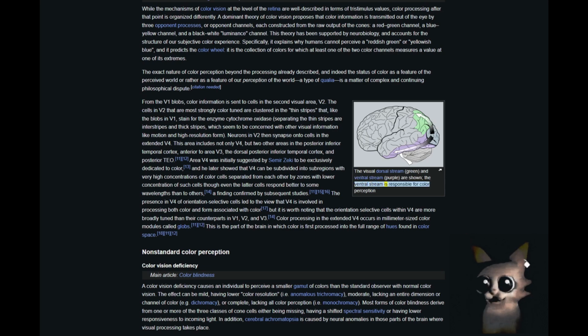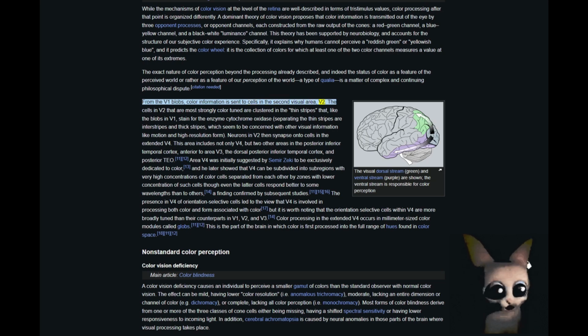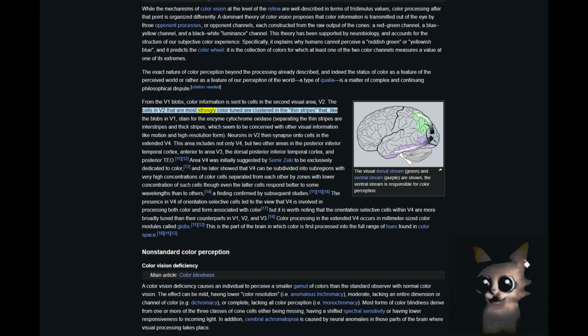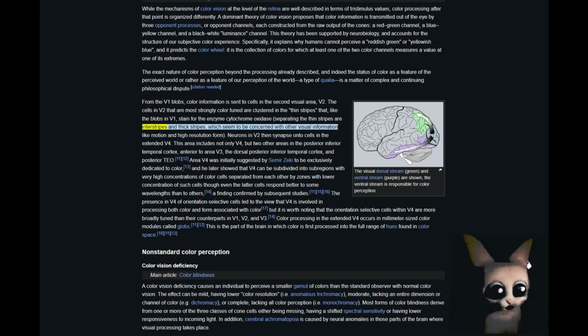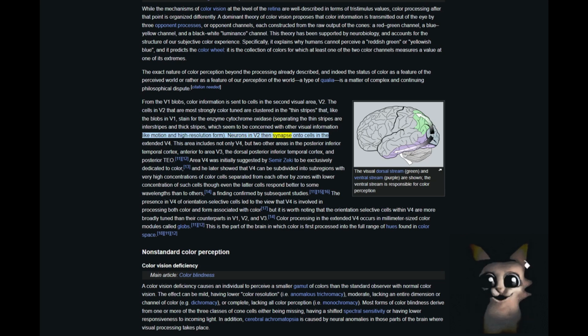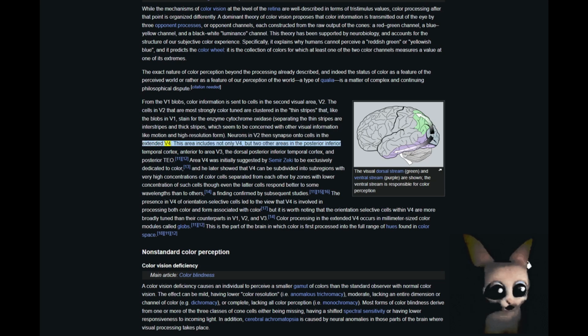The ventral stream is responsible for color perception. From the V1 blobs, color information is sent to cells in the second visual area, V2. The cells in V2 that are most strongly color-tuned are clustered in the thin stripes that, like the blobs in V1, stain for the enzyme cytochrome oxidase. Separating the thin stripes are interstripes and thick stripes, which seem to be concerned with other visual information like motion and high-resolution form. Neurons in V2 then synapse onto cells in the extended V4.